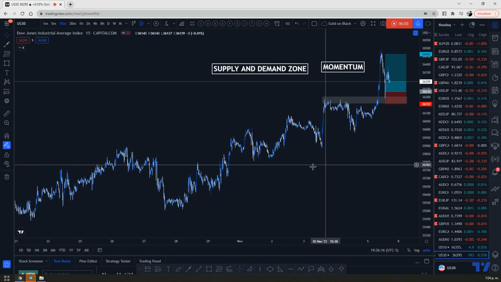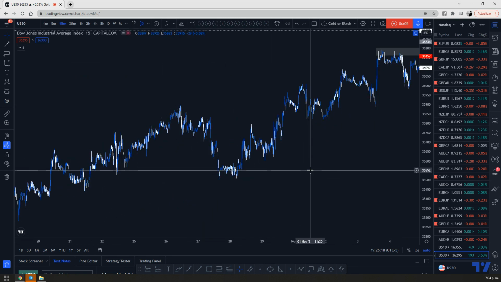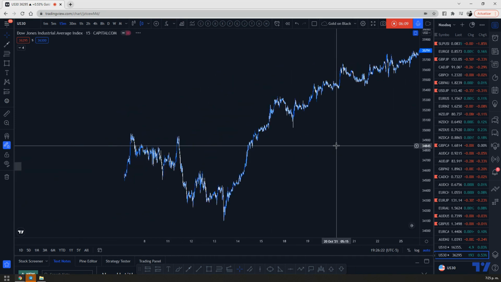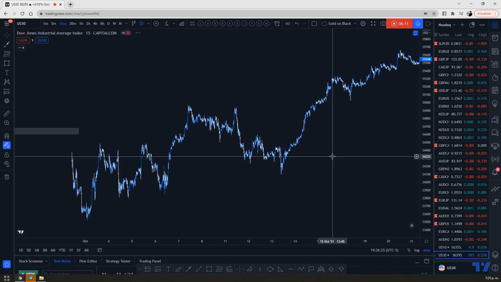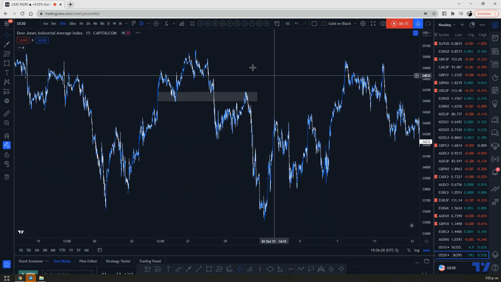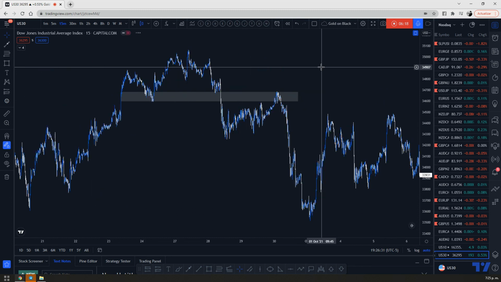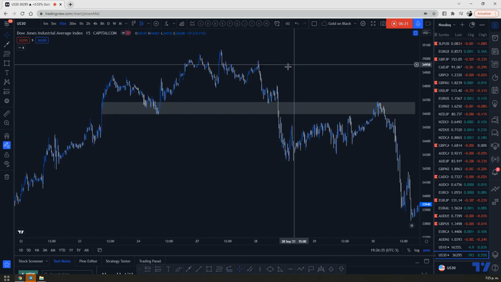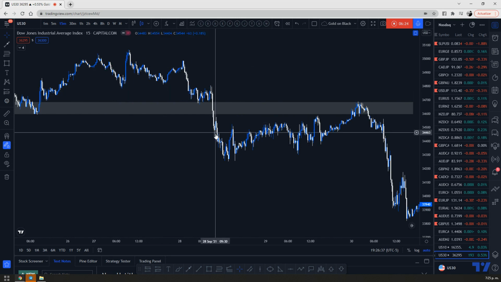Let's go ahead and look for some other examples right here. Let's try to look for another nice demand or supply zone. Like right here, you see this big push. Look at this, injecting a lot of money. Look at the breakout, how violent and how strong that was.